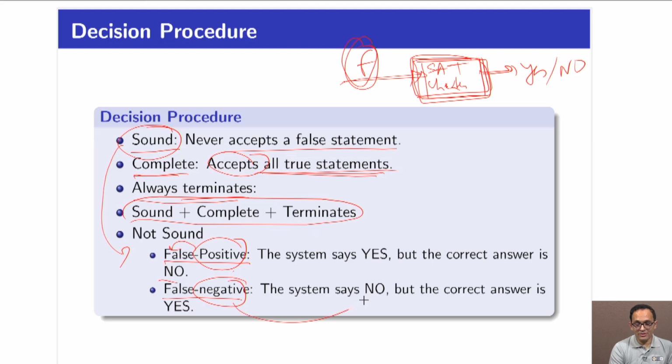It's saying no, that means the formula is not satisfiable, but actually it was yes. So it gives a negative answer which is false, that means it gives no, which is not correct. The formula was actually true. When the method is not sound, these scenarios come. How many scenarios the method gives false positive and false negative. So I hope you understand what is the decision procedure.